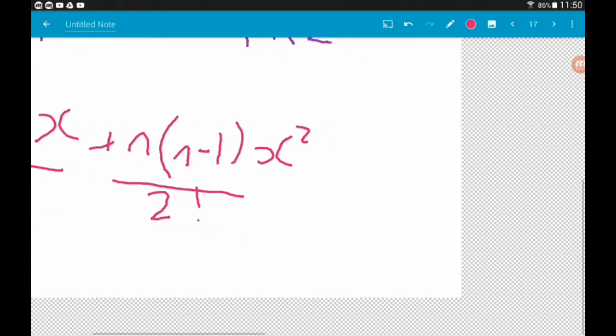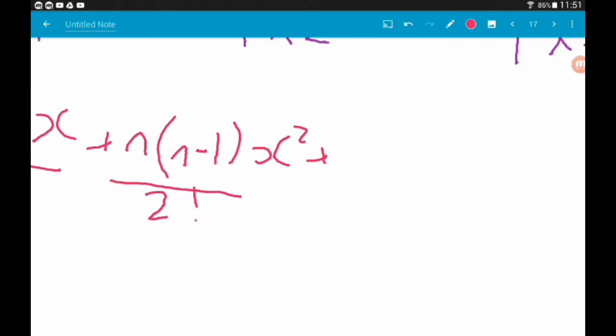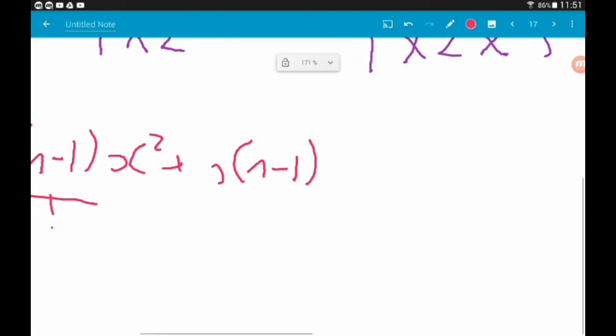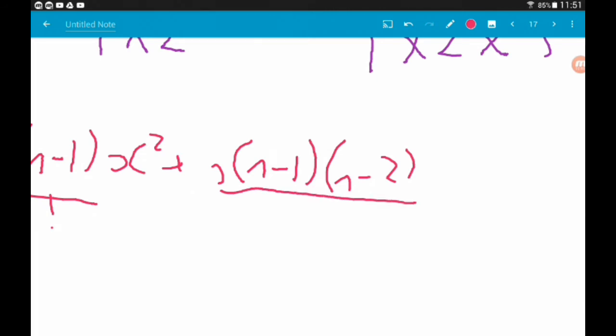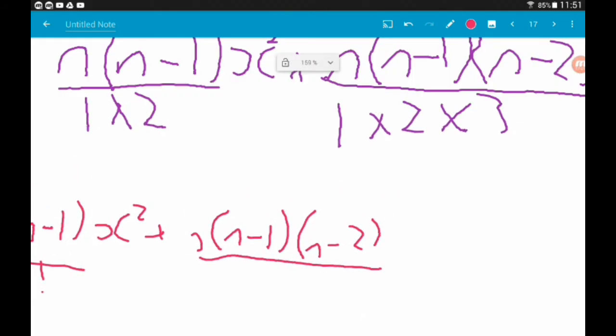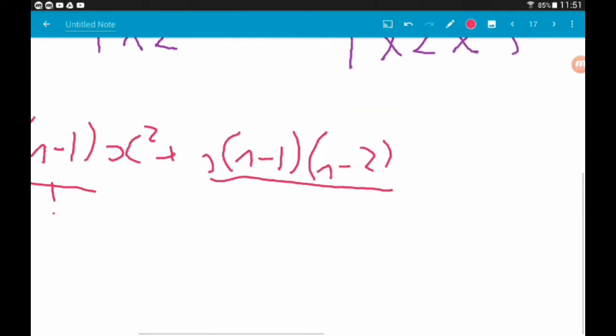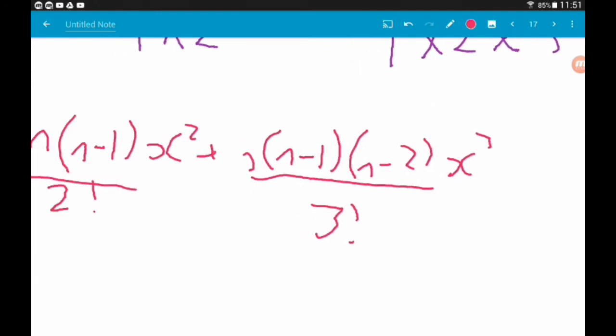The next one was n lots of n minus 1 over, sorry, n minus 1 times n minus 2, now that was over 1 times 2 times 3, which is 3 factorial, and that was our x to the power 3 term. Now I'm going to stop there. We can notice something here.